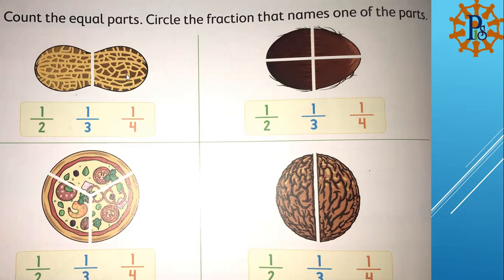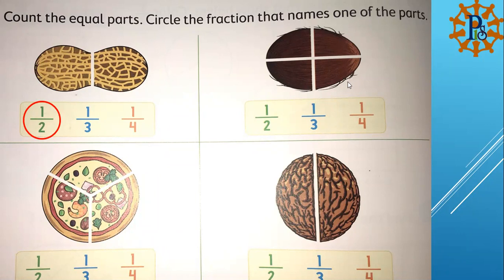I will solve the first one for you, and I will choose students to solve the rest of the examples, okay? Here, as I can see, we have two equal parts, and if I talk about this, it will be one out of two, or one over two, or half, because here we have only two. Okay, what about this? Who can solve? We will choose Steven.